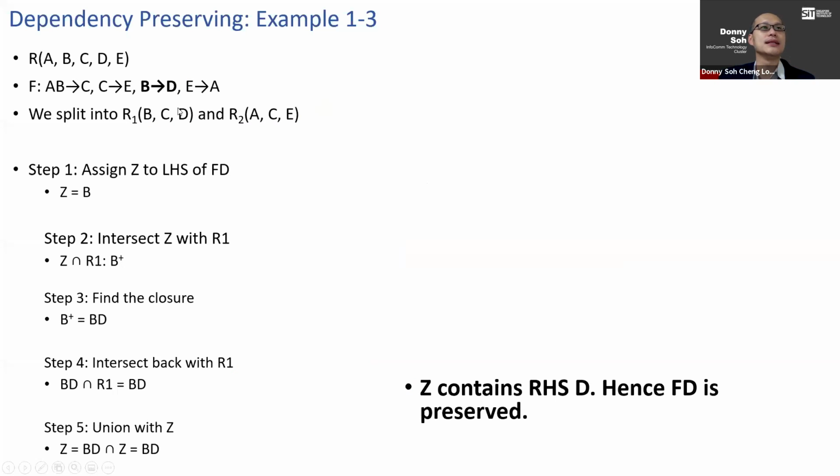So this is what I did earlier. B implies D, that is exactly what we were doing. So then the Z contains the right hand side D, and so it is preserved. And I was saying earlier, B implies D over here is in my R1, and so definitely I'm sure this is being preserved.